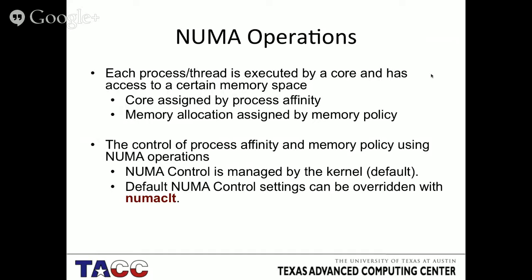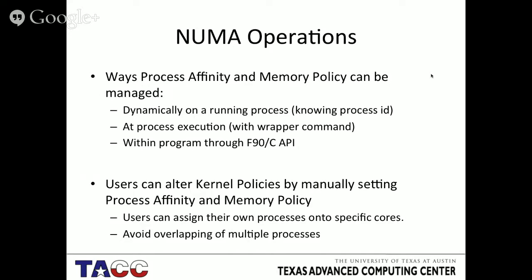And there are some kernel defaults that are typically the way that the system controls NUMA, but as a user, you can change them. And you can change them in several ways. You can change them by getting a process ID and using that process ID that is already running in the system and change its affinity. Now that's very clunky, especially when you have lots of process IDs. You don't want to do that.